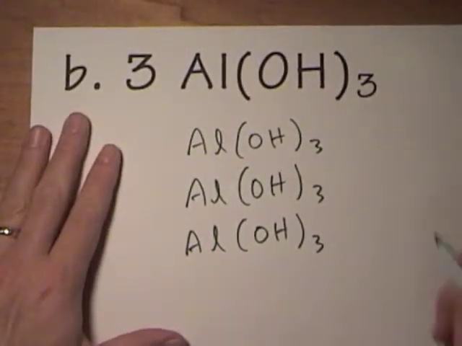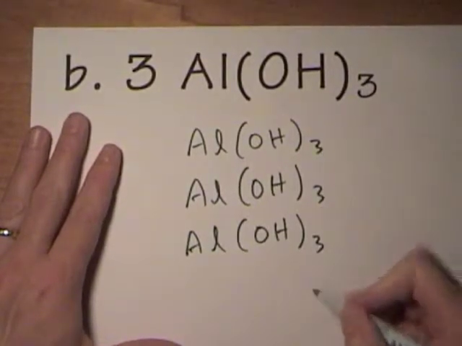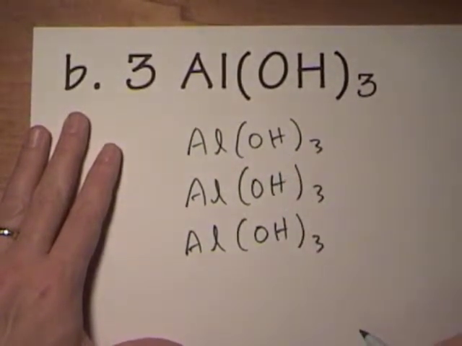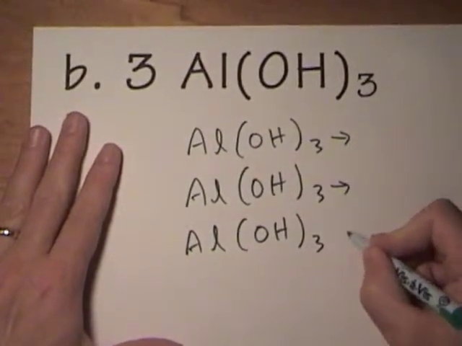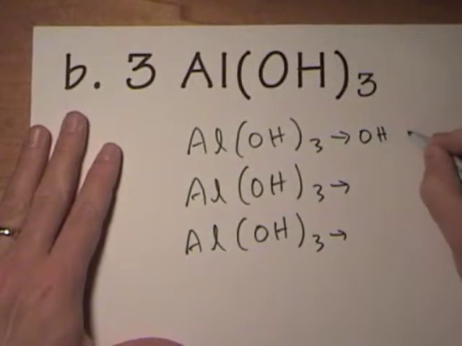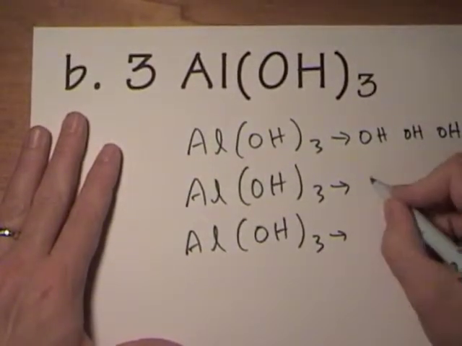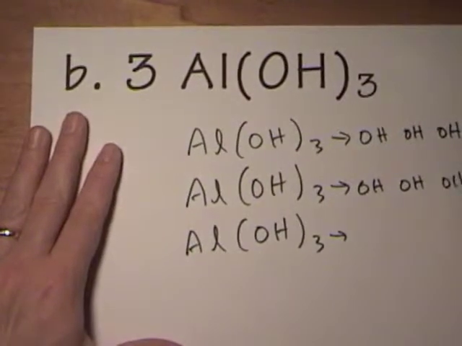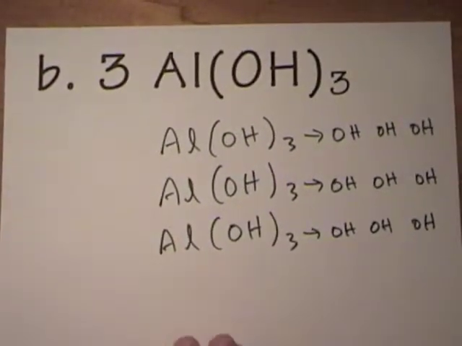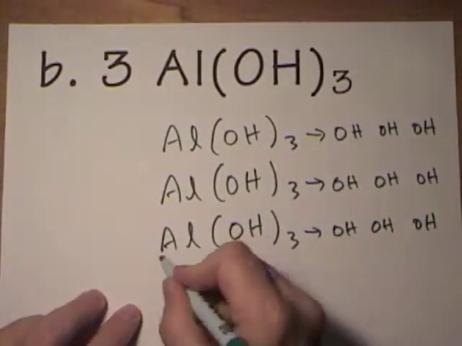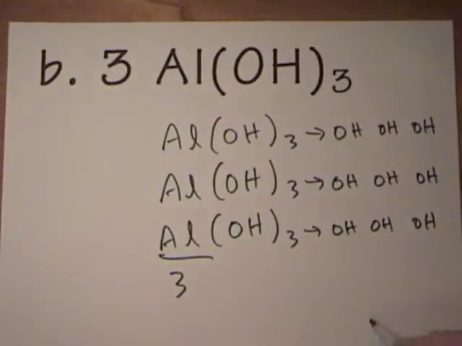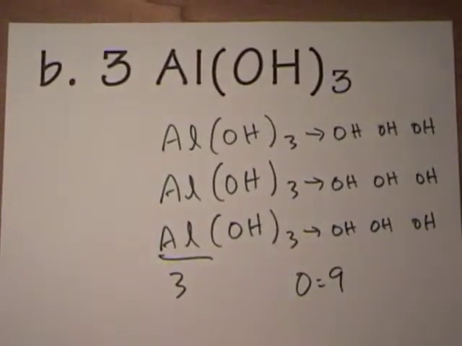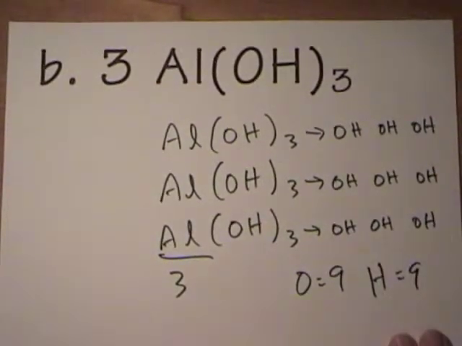Now the other thing I have going on is this subscript out here, which says I've got 3 of everything that's inside the parentheses. So that means that I could break all of these out and say I've got OH, OH, OH, and so on. Oh, look at all that. I've got 3 aluminums. How many oxygens do I have? 1, 2, 3, 4, 5, 6, 7, 8, 9. Oxygen equals 9. And how many hydrogens? 1, 2, 3, 4, 5, 6, 7, 8, 9. And hydrogen equals 9 also.